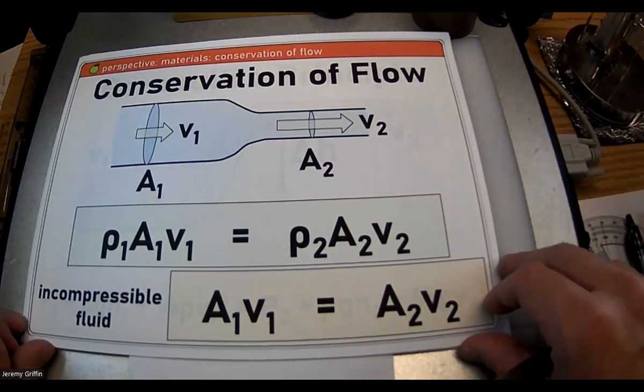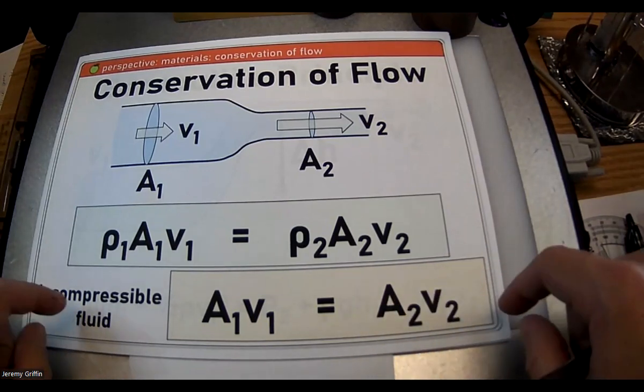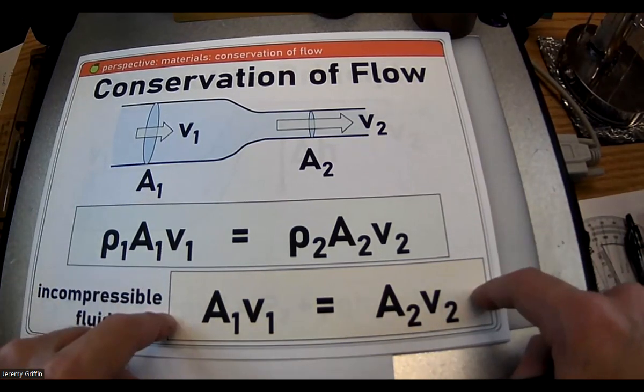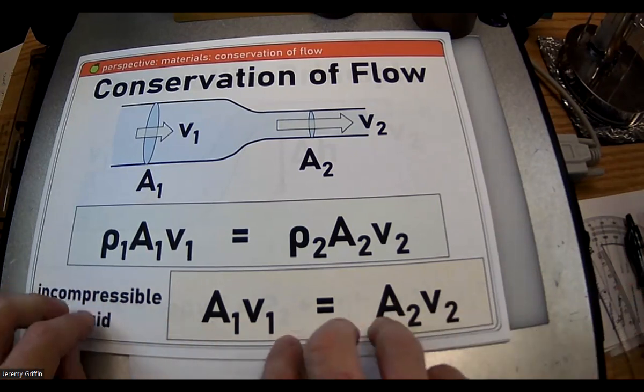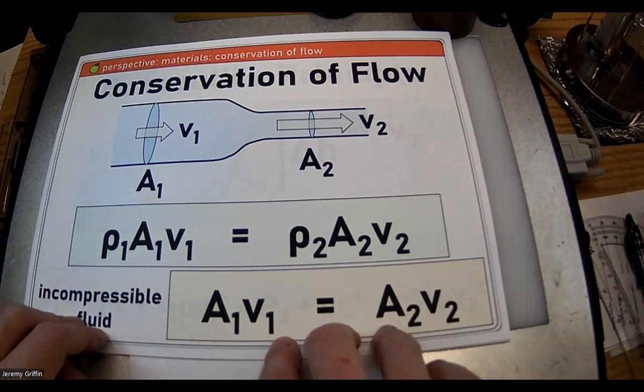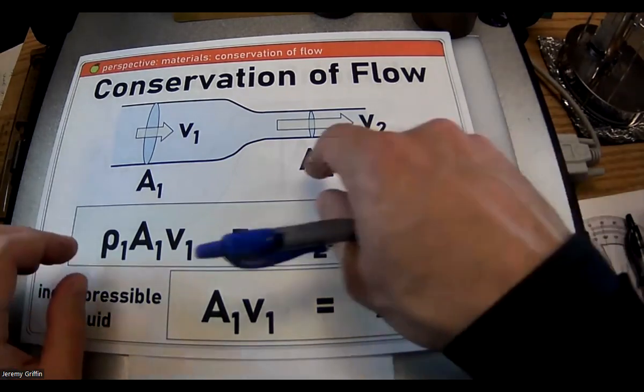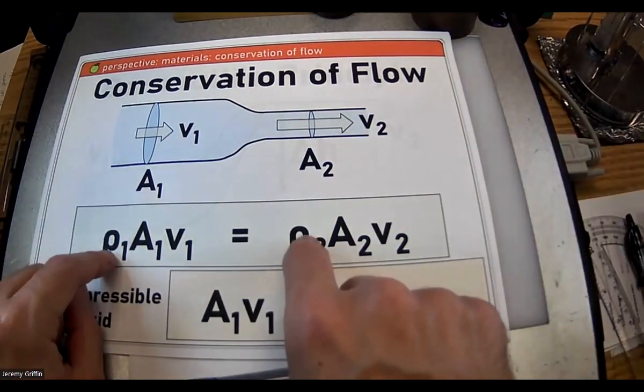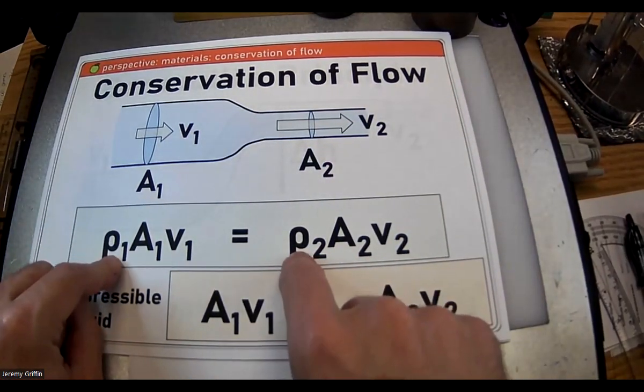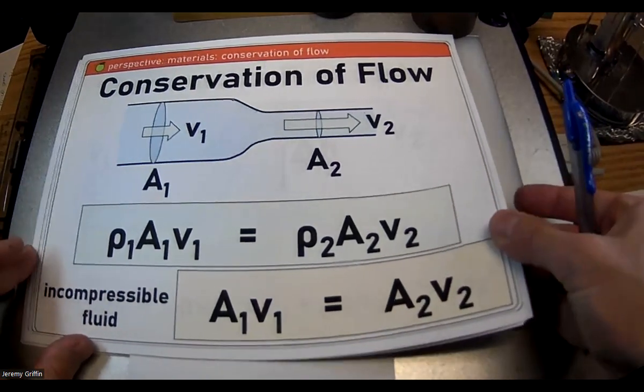Talk about conservation of flow. So I was really focusing on this one the last few days. This is if you have an incompressible fluid like water or some liquid. Okay. Now, if you have something like air going through, which is compressible, you actually have to also include the density of the material because that can matter too, right? Okay. So we got conservation of flow.